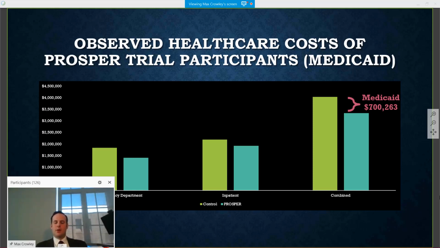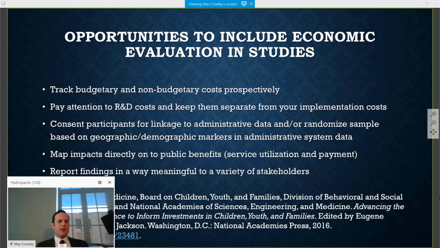And while that data is not perfect in all areas, it does have increasing relevance for conducting economic evaluations that both reflect the health impacts of our programs as well as the economic value.